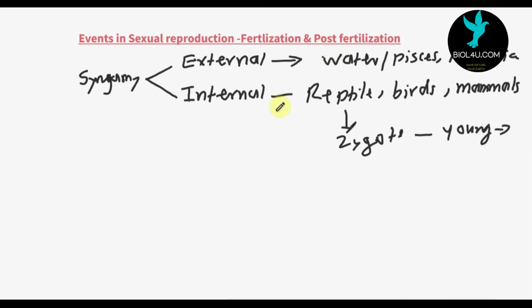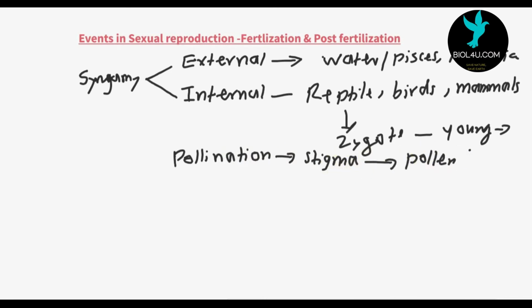Then what happens in the case of the plant? In the case of the plant, pollination takes place. By the pollination, the pollen grains are released and reach the stigma. In the stigma, the pollen grain matures and germinates, producing the pollen tube, and through the pollen tube, the gamete is released into the ovary.